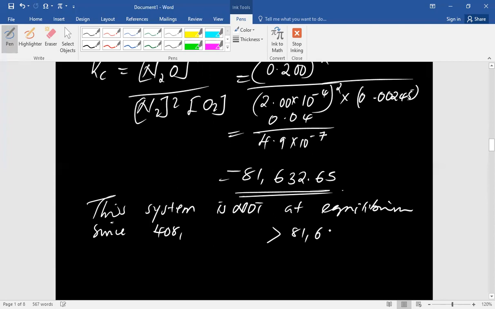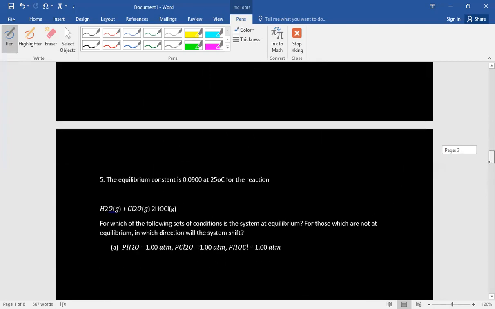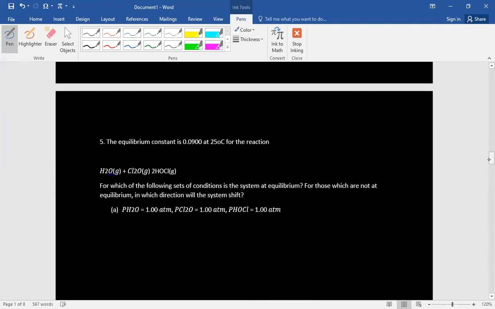408 over 1000. Because they are not equal, the system is not at equilibrium. Excellent. We go to the next page. This is now question 5. We have the equilibrium constant that is already given at 25 degrees Celsius.